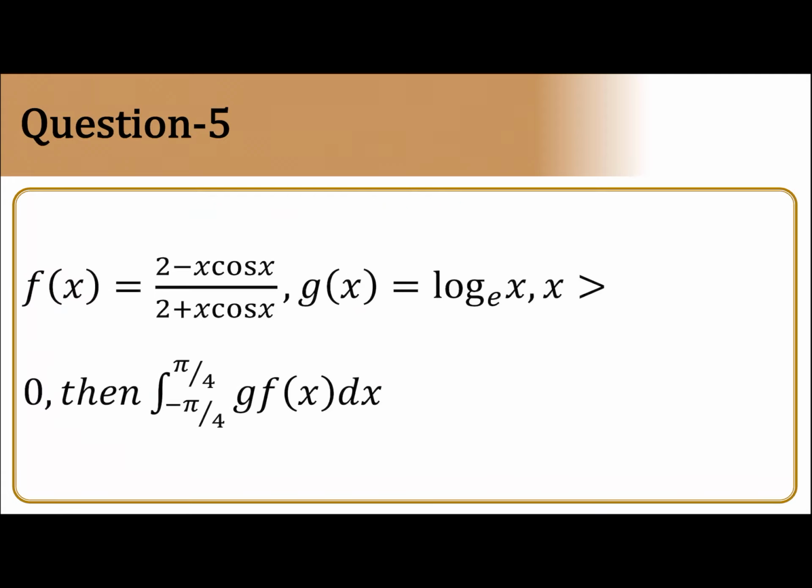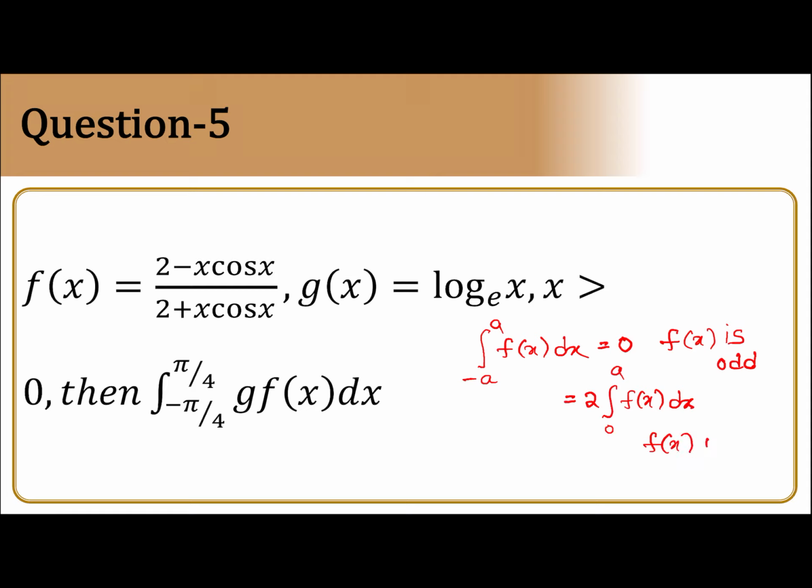Next comes example 5. Here, minus pi by 4 to plus pi by 4. Whenever minus a to plus a is given, please always concentrate on odd and even functions. Integral minus a to plus a, f of x dx is equal to 0 when f of x is an odd function. Similarly, this is 2 times integral 0 to a, f of x dx, when f of x is an even function.